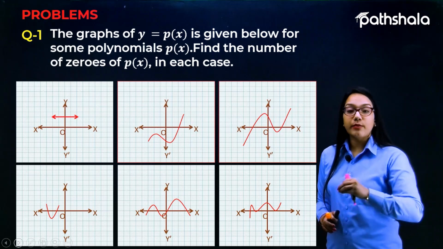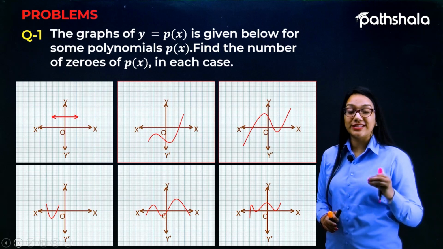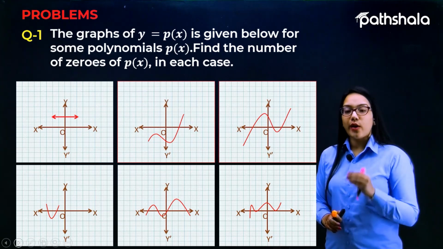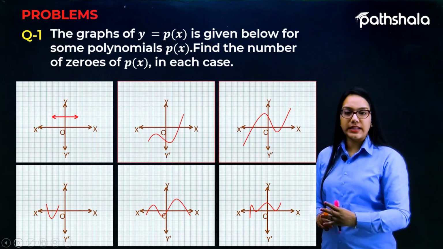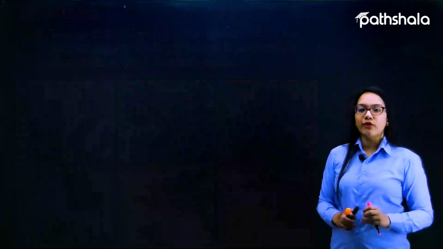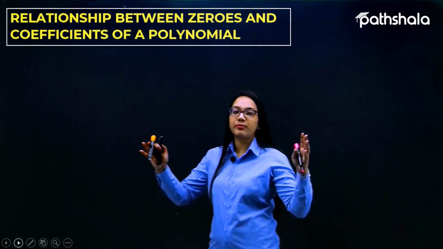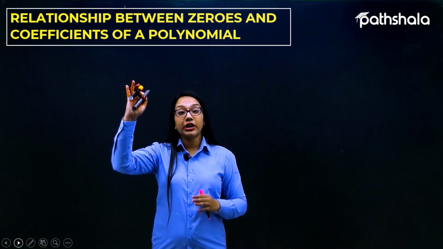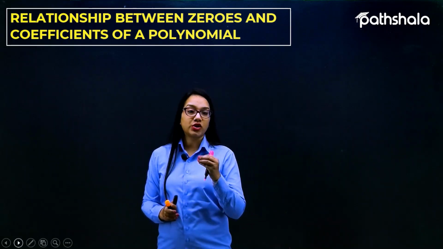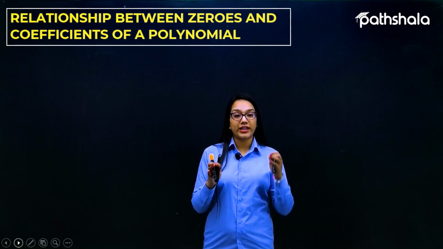So this is the way you can find out the number of zeros that exist for any particular polynomial p of x of any degree. I hope the solution of all these graphs, or this particular question, is clear to you. Now let's move on further, and we will talk about a very important concept, which is called the relationship between the zeros and the coefficients of a polynomial. What is this relationship? Now let's see.